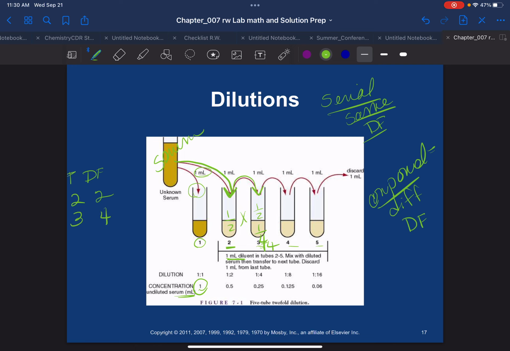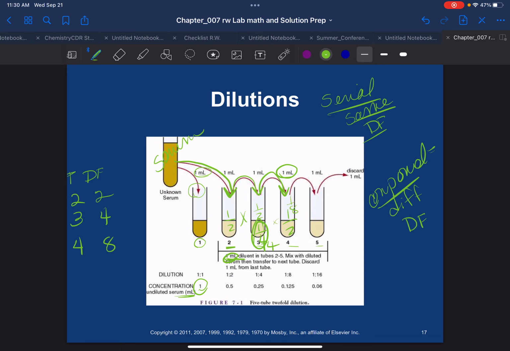All right, so what about tube 4? We're going to take another 1 milliliter of our now 1 to 4, and we're going to make a 1 to 2 dilution of our 1 to 4, because we're adding 1 milliliter of our 1 to 4 to 1 milliliter of diluent. So we say 1 to 4 times 1 to 2. For tube 4, our dilution factor is 8. That is 1 to 8.